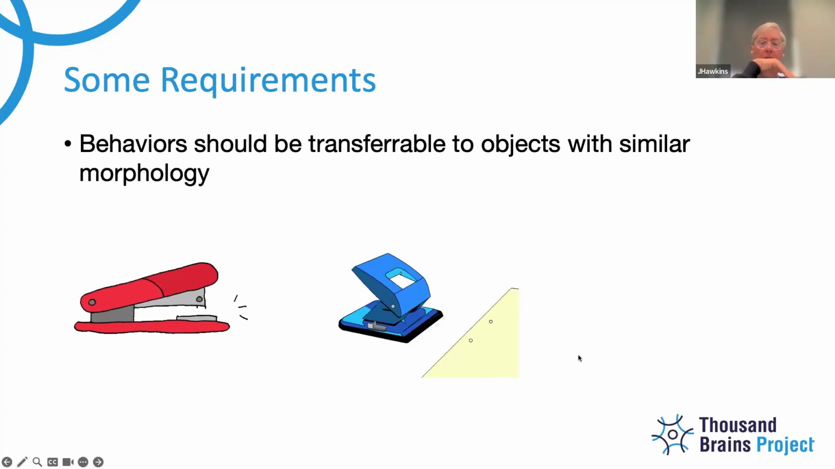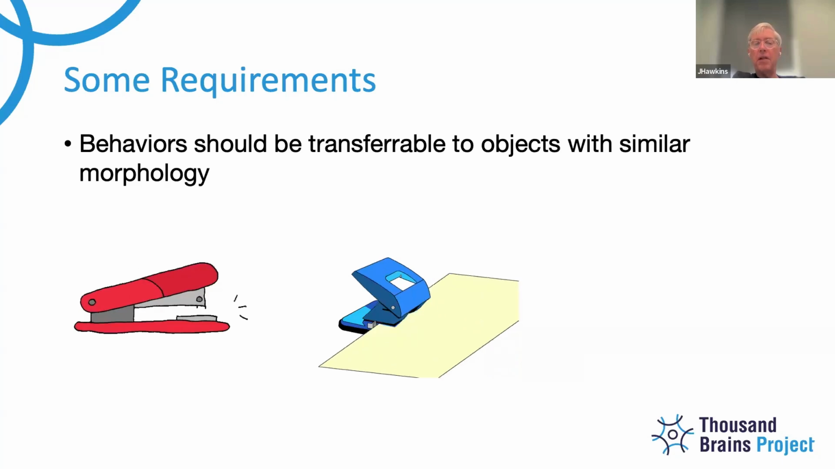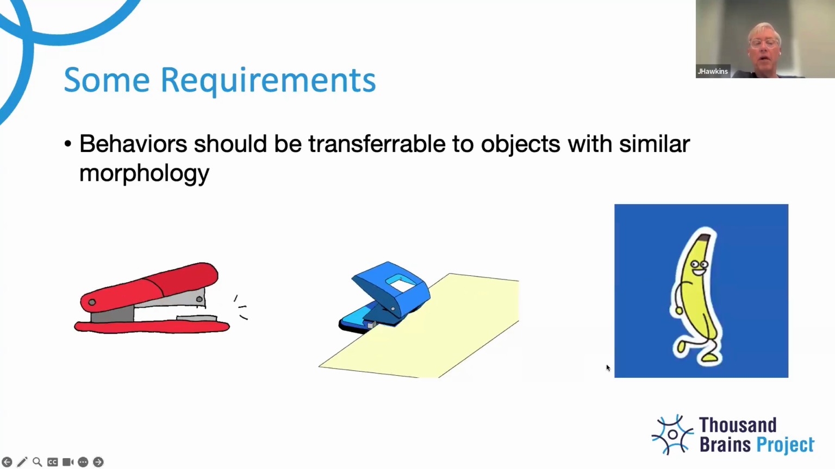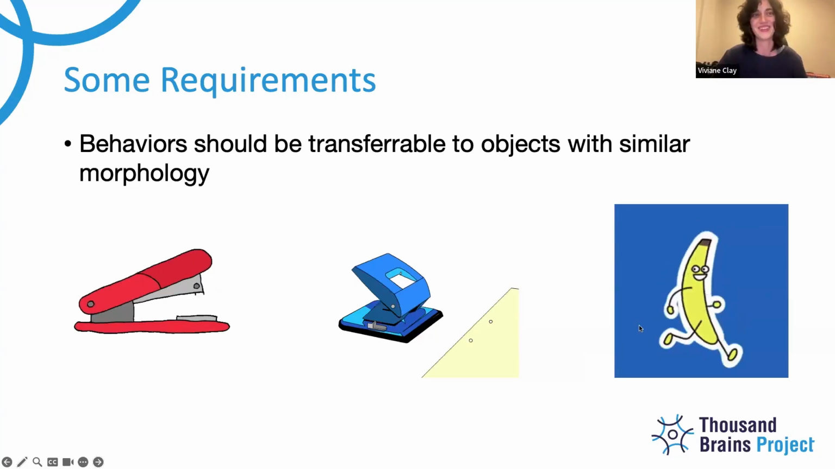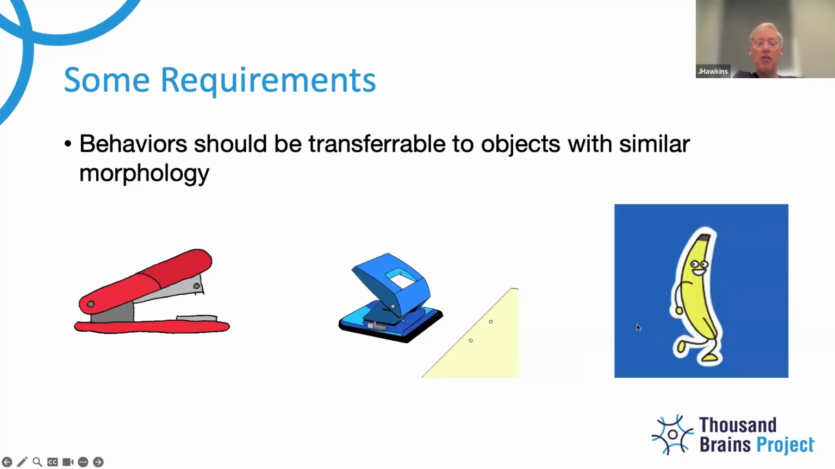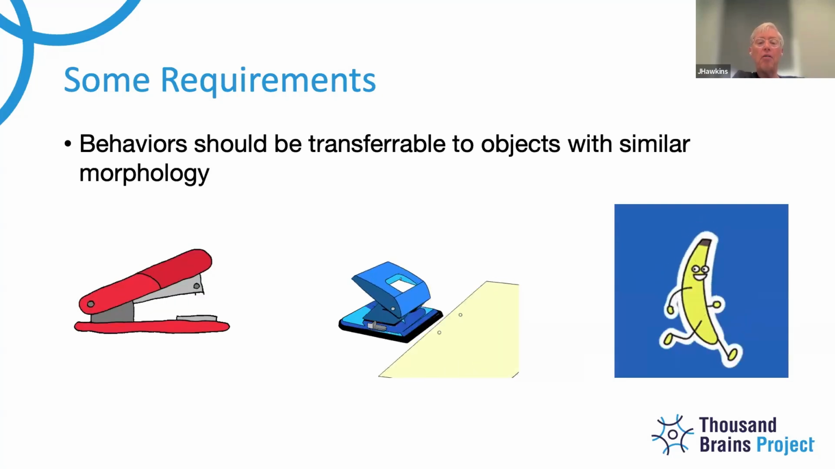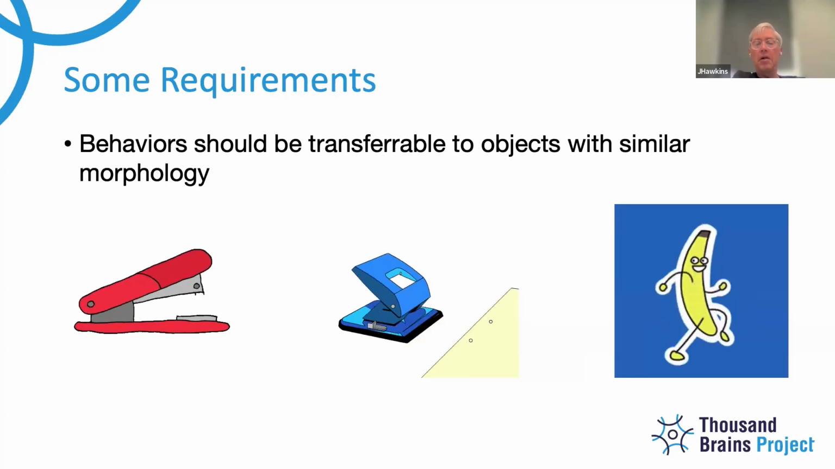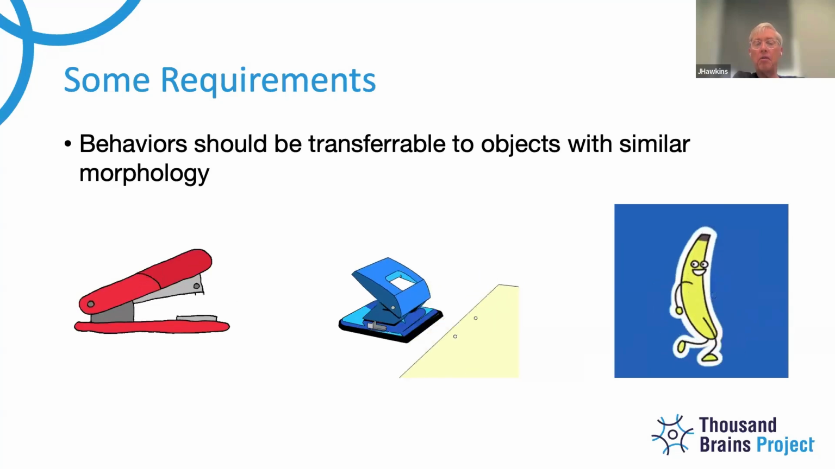I'd go even further and say these behaviors are transferable to objects that may not have similar morphology, or at least much of it may not. Like the hinge on the stapler could be applied to anything with a hinge, which might have very different morphology, but it has some attribute of the same. There's some part of the object that is similar, and the behavior applies to that part, right?